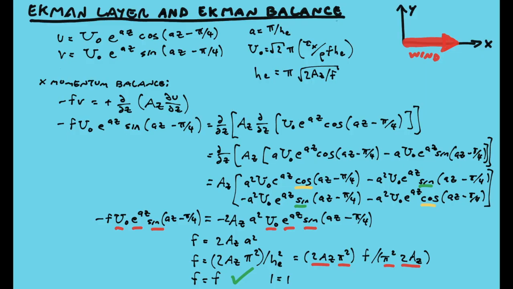So we've shown that the Ekman layer velocity solution, u and v, satisfy the x momentum balance for Ekman dynamics, which is the Coriolis acceleration equals the frictional force per unit mass. We can pursue the same methods to show that the U and V solution also satisfy the Y momentum balance for Ekman dynamics. But I'll leave that to you to do on your own. Of course, if you want to.